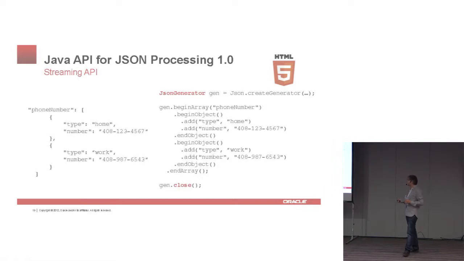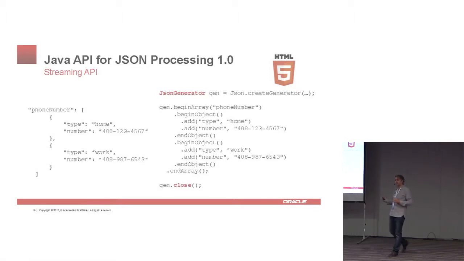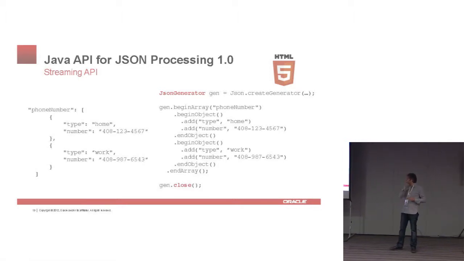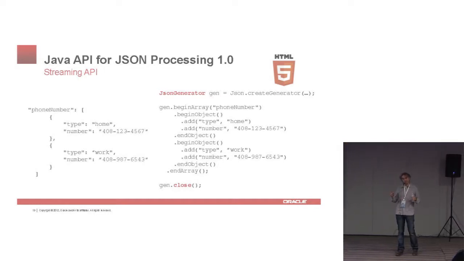I describe my object, I close the object. I do that for the second object. I close the JSON array, and finally, I use the close method to actually generate that JSON representation. So you see that it's easy to understand.